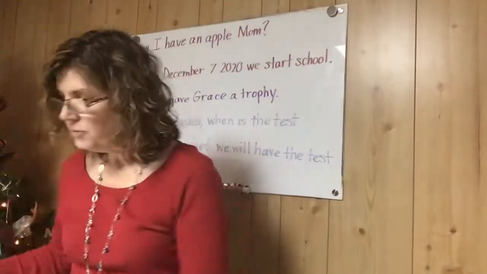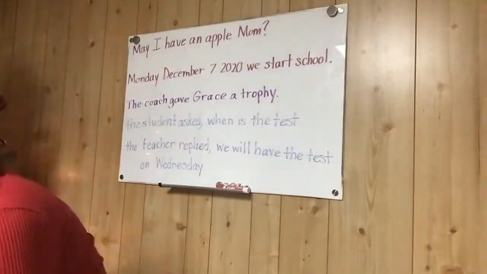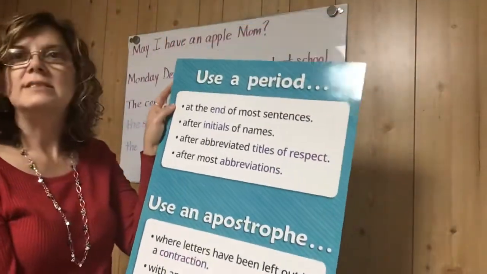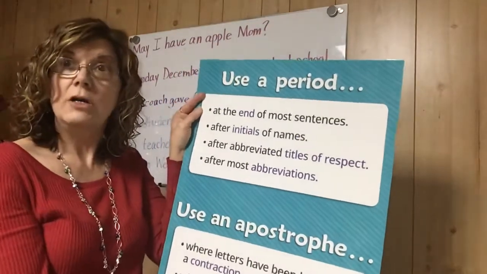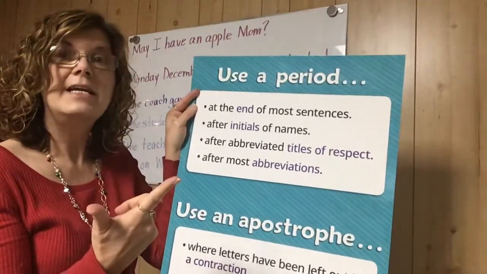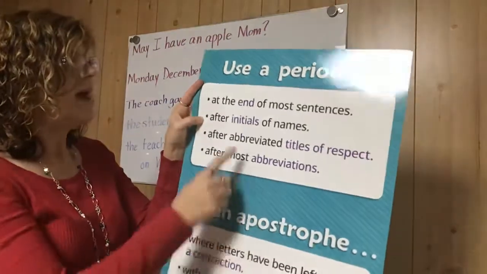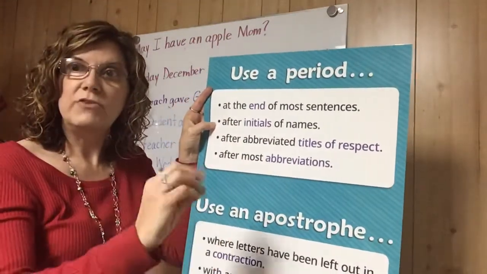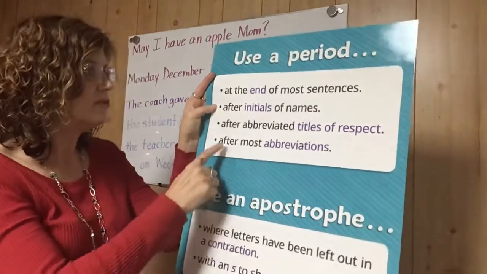All right, let's move on to reasons we use a period. First of all, you use a period at the end of most sentences. Let's tell which ones they are: declarative and imperative. After initials of names. Okay, so if the name is written using just initials, you put a period after initials.